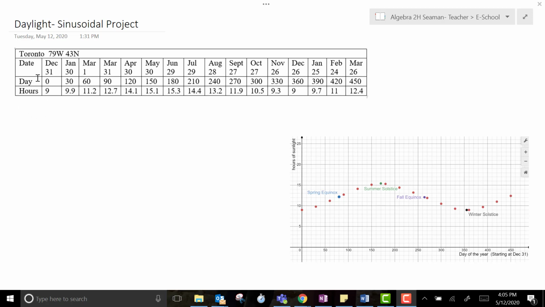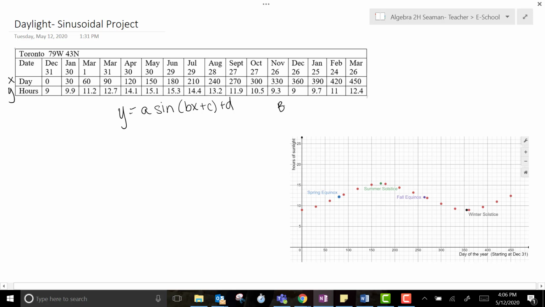But now if I look at my x scale in this scenario, my days are my x and my hours are my y. My days are going from 0 to 450. So my equation is going to be written in terms of degrees. Let's get that equation written out here. We know that we have y equals a sine of bx plus c, plus d.